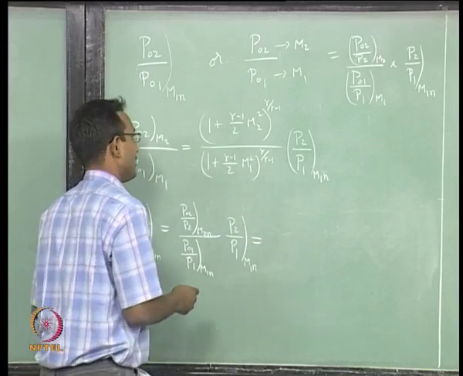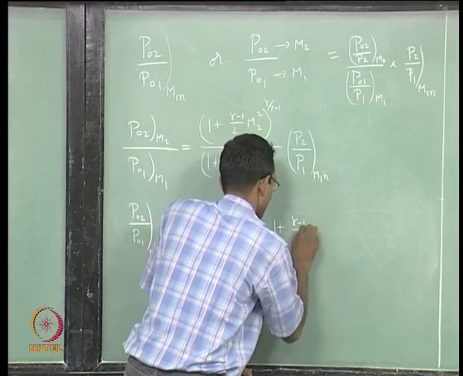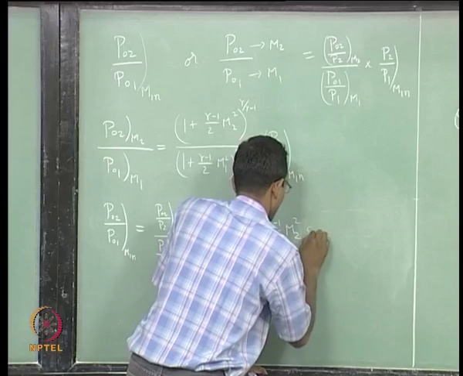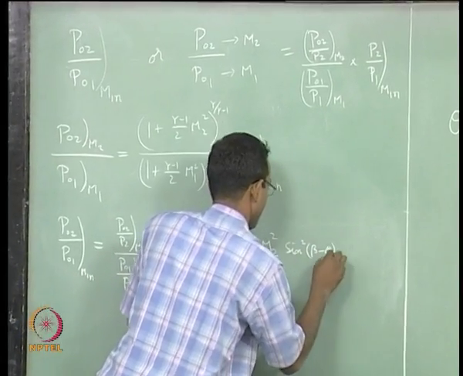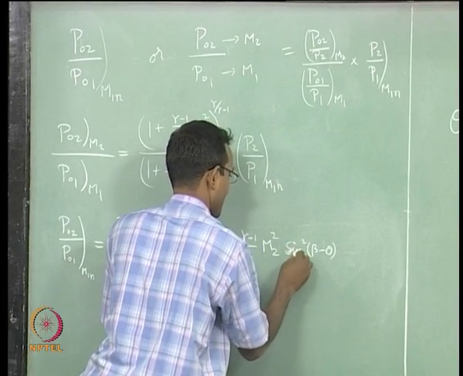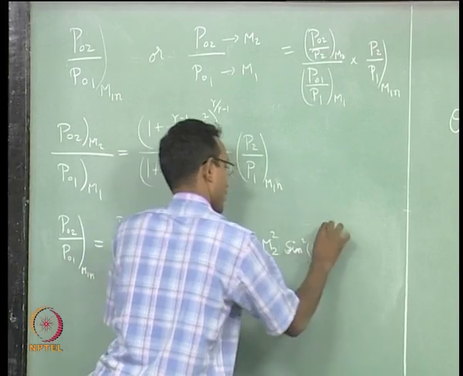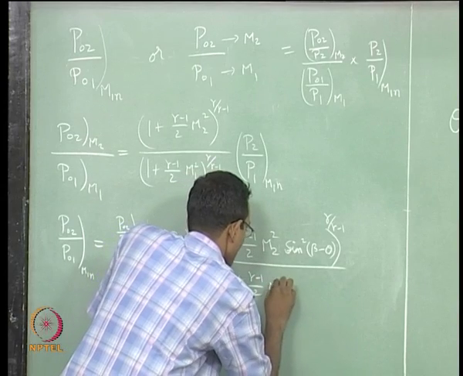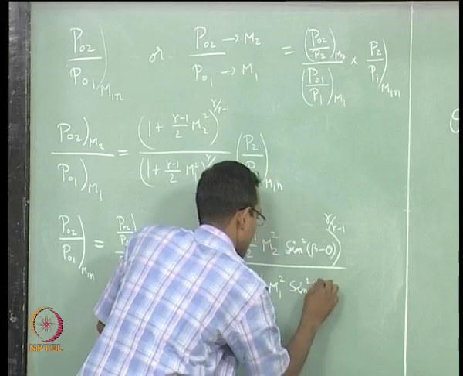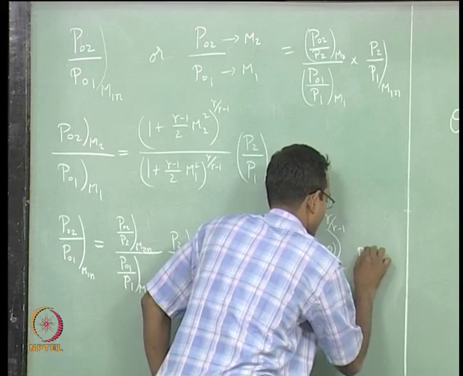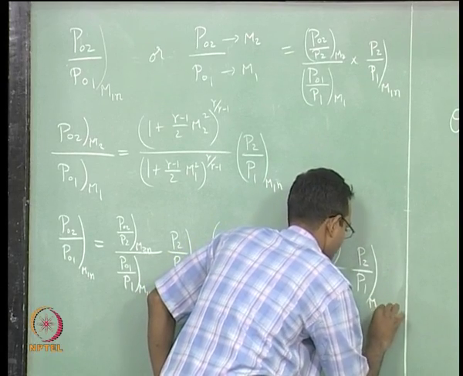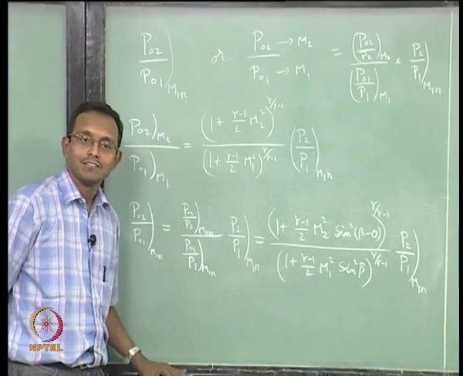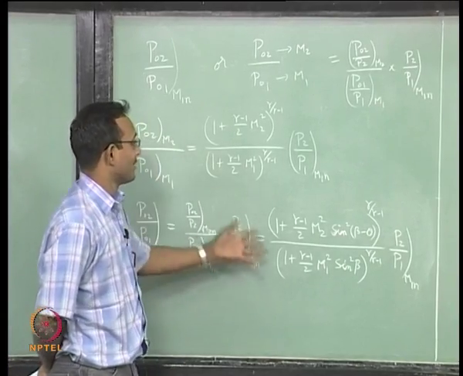If I look at this expression, it is going to look slightly different. I will write it in terms of that M2 so that I can compare the expression. M2 square sine square of beta minus theta. We did this M2 to M2 normal last time. Okay. Whole to the power gamma by gamma minus 1 divided by 1 plus gamma minus 1 by 2 M1 square sine square beta to the power gamma by gamma minus 1 multiplied by P2 by P1 at M1 normal. This is what I have. If I look at the expressions, there is no connection between these really. Okay. They should be very different, right, that is what we see.